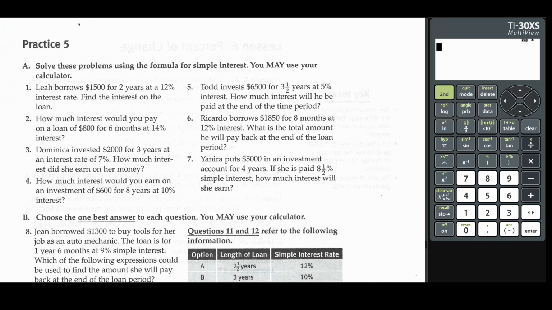So interest equals the principal times the rate times time. And we know that time must be in years, not in months, not in minutes, not in seconds. Time must be in years, okay? So that's one thing we have to note. Now, how does that work?